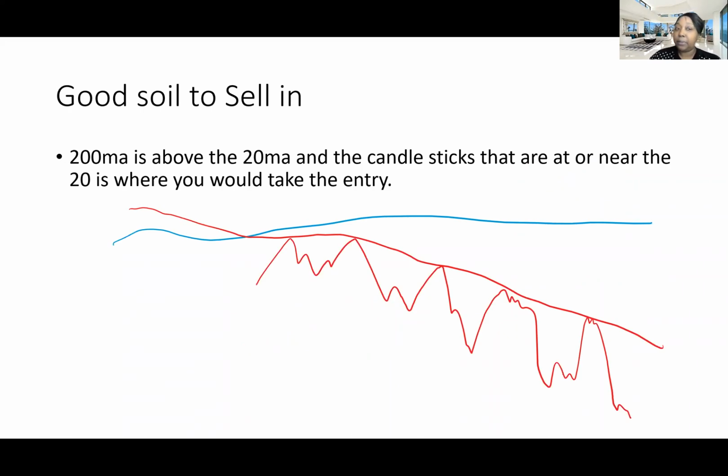Same thing when it comes to good soil or fertile soil to sell in. The 200 is above the 20, and the candlesticks are at or near. Your entry will be at or near the 20, and that's where you would enter, okay?